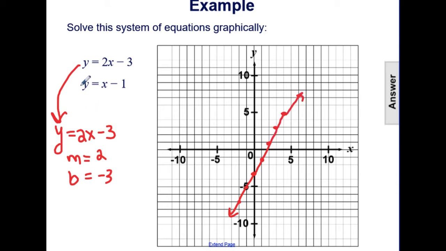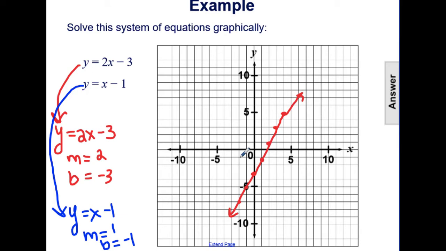Then the second line, we'll use blue, y equals x minus 1. So we have a slope of 1 and a y-intercept of negative 1. We'll begin at negative 1 and go up 1, right 1, up 1, right 1, and so on, or down 1, left 1, to create our second line.